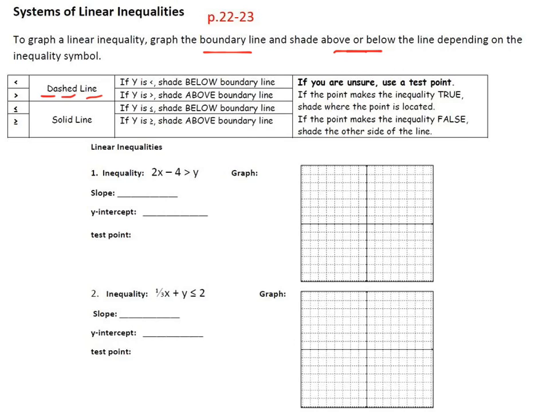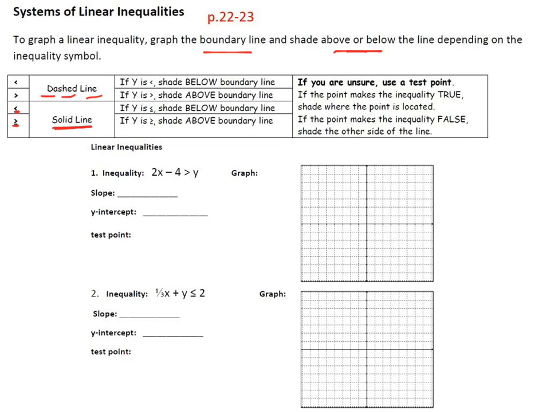If we have y is less than or equal to or greater than or equal to, if you have that or equal to sign on the bottom there, that's when you're going to have a solid boundary line. And again, if it's less than or equal to, then you're going to shade below. If y is greater than or equal to, you're going to shade above.